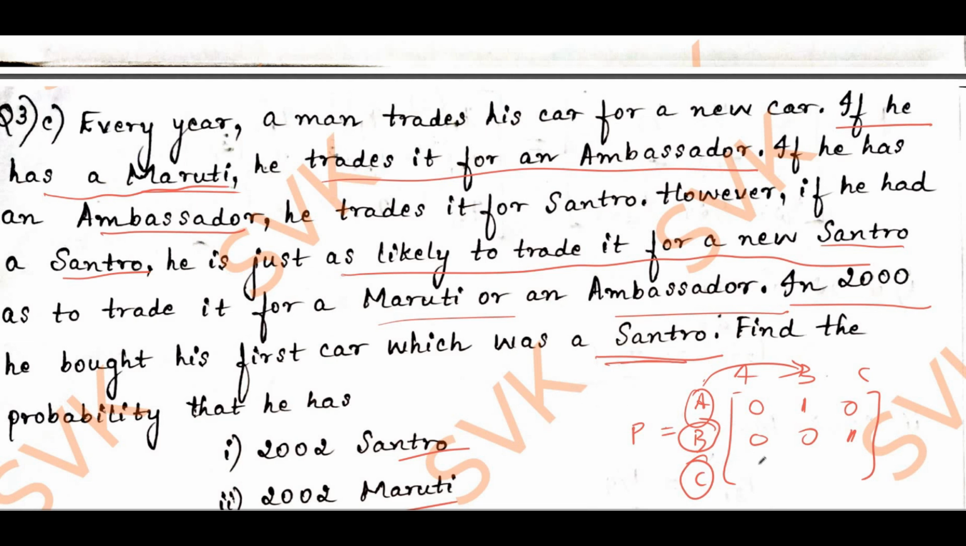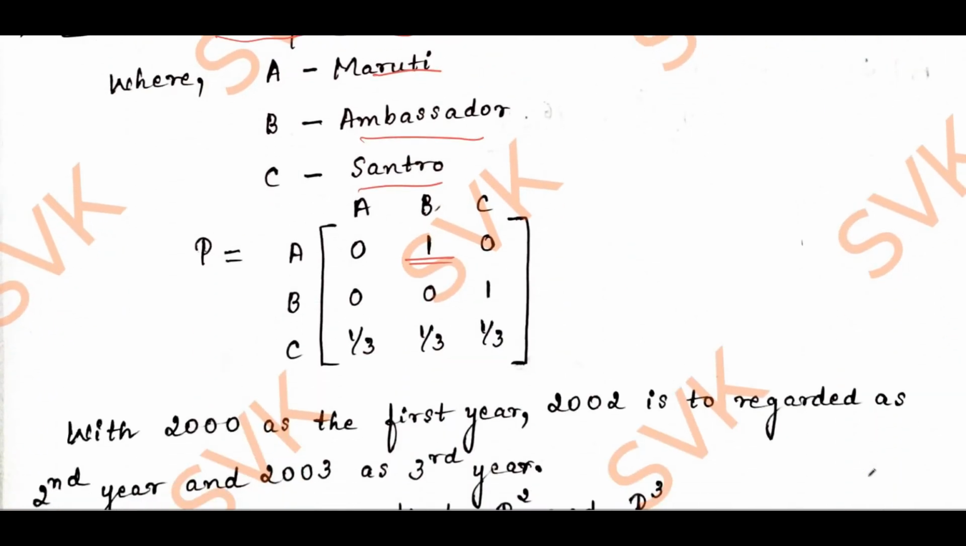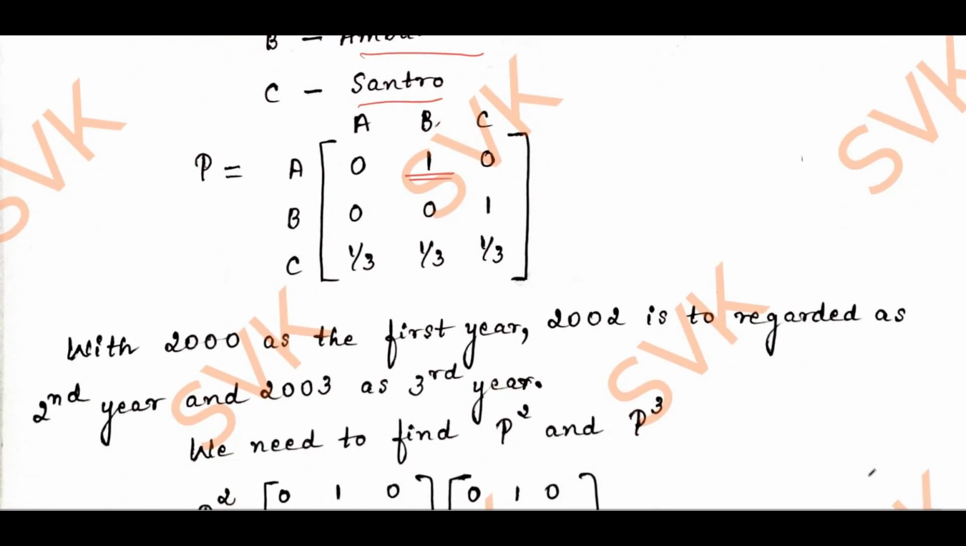So therefore for each value we are going to have a ratio 1 by 3, 1 by 3, 1 by 3. This is how we can find out the transition probability matrix P. After defining the probability matrix P, we need to find out the three regular stochastic values. So with 2000 as the first year, 2002 is to be regarded as the second year, and 2003 will be regarded as the third year.